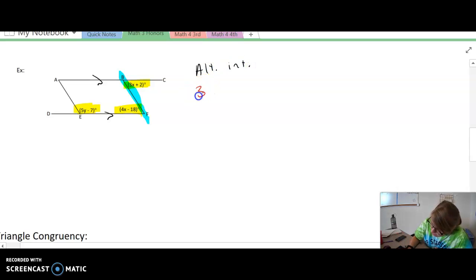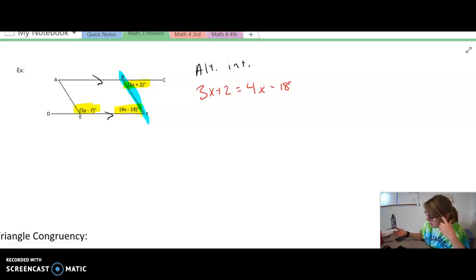So I'm going to say 3x plus 2 equals 4x minus 18. So from here I can solve for x and we can get that number. I want you to solve for x because I know you can do this. So pause the video here and solve for x. If you solved this correctly, you should have noticed that x equals 20.